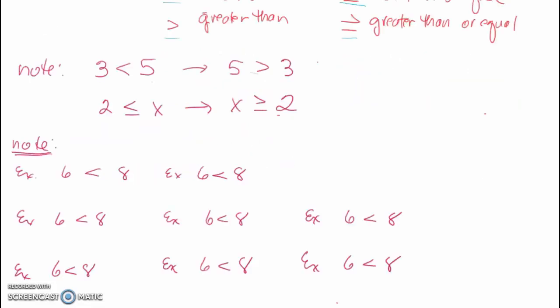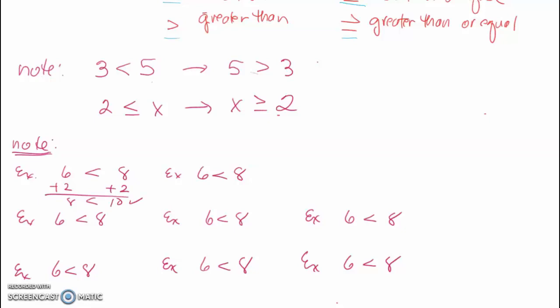Okay, for the next note, I want to do something to both sides of these inequalities. So in the first case here, I'm going to add a positive number, and let's see if it maintains the inequality. What we wind up with then is that 8 is less than 10, and that's still true. Let's try the next one.